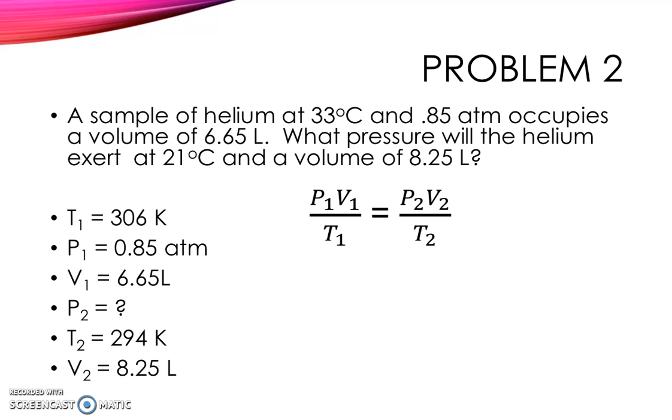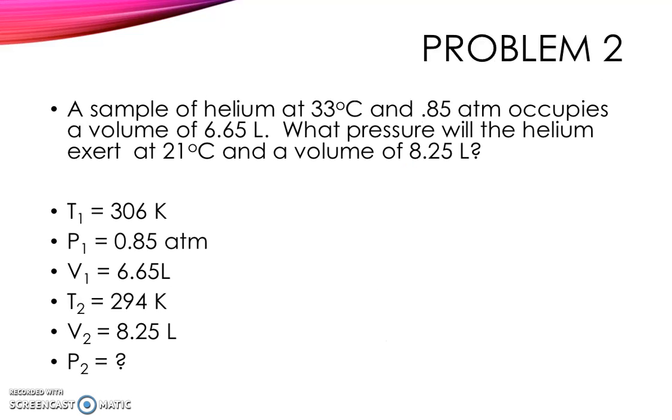We're solving for P2, so we're going to rearrange our equation to solve for P2 and isolate that. I always find, especially when I have 6 variables in my problem, rearranging first makes it a lot easier for me to put the right numbers in the right place, because it's really easy to make mistakes. I do it all the time. Now we're ready to substitute and evaluate.